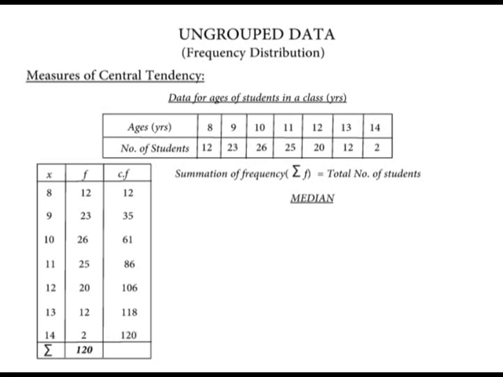We know the median is the middle value. There are 120 observations. Being that it is an even number, it means there are two values in the middle, that is observation 60 and 61.